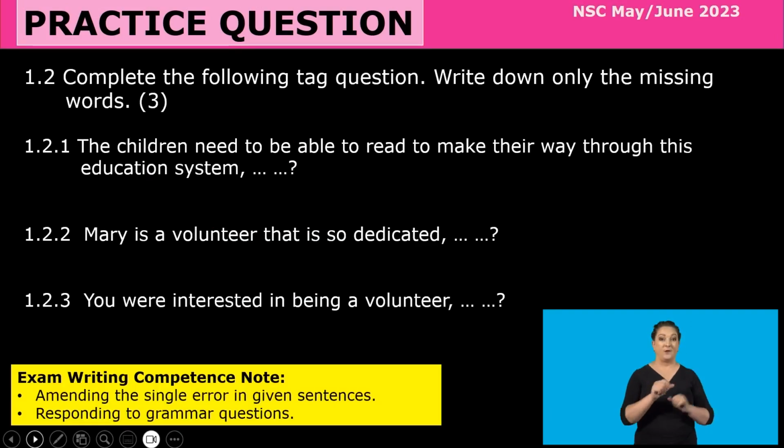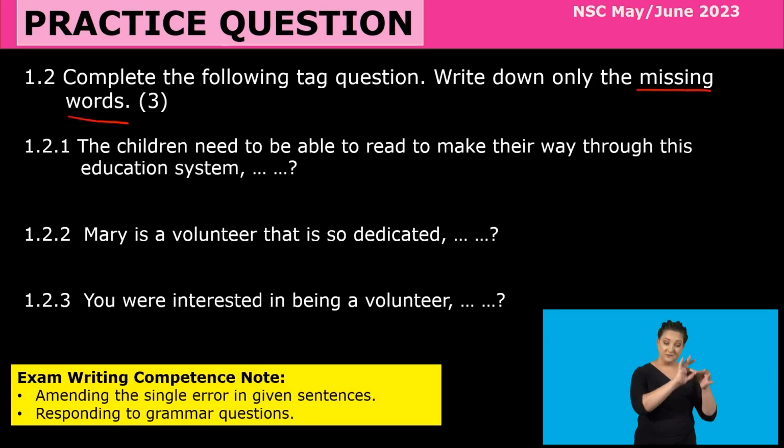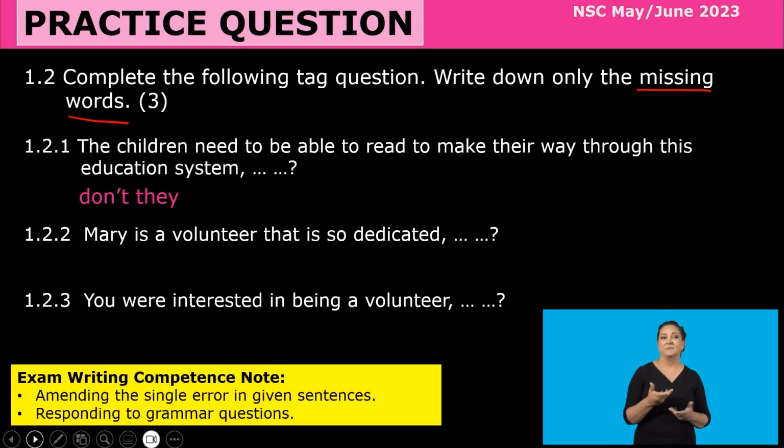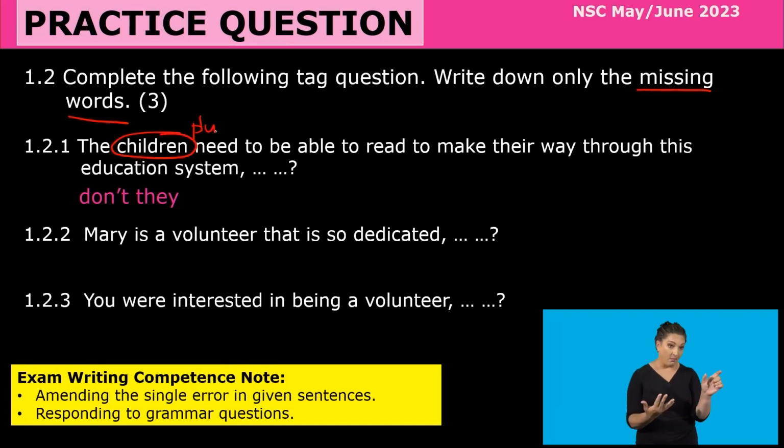Okay. In 1.2, complete the following tag question. Write only the missing words, all right? Now take note, they only want you to write the missing words, so they've given you the entire statement. The children need to be able to read to make their way through this education system, all right? Now you must change it into a question, and in our response, we see "don't they", all right? Because can you see that your children here is plural, all right? And because it's plural, we have to have the word "they" and not "he" or "she".